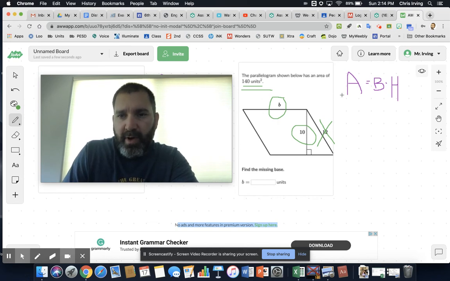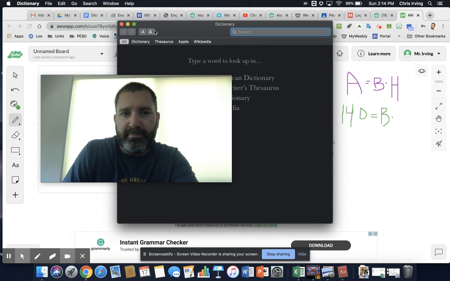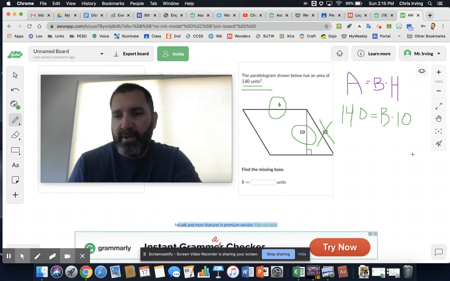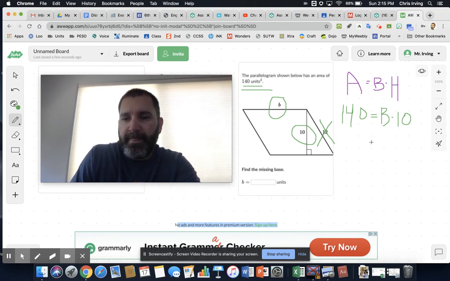So all I'm going to do is go right back over here and use the exact same formula, and I'm going to substitute. Remember, I was given the area. The area was 140. And if you look back at the parallelogram, you can see that you're given the height. So we're going to rewrite this equation as area equals base times, and of course the height was 10. Right away, you can see where we're going with this. There's only one number that can be multiplied by 10 to get you 140. Some of you probably are already figuring it out right now.